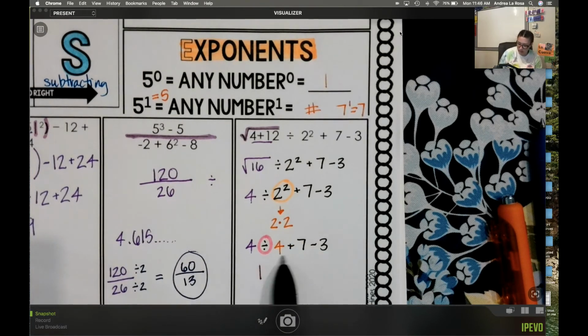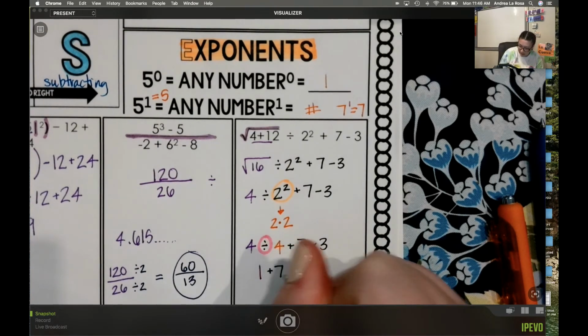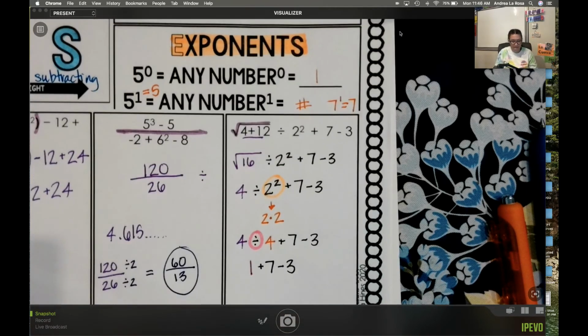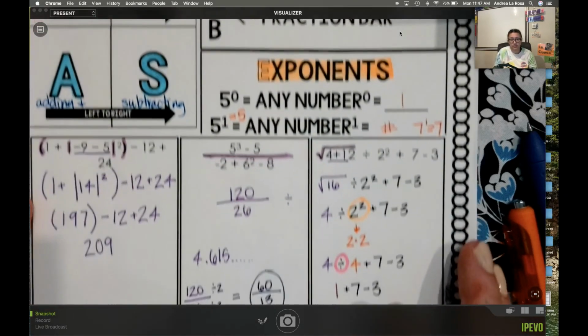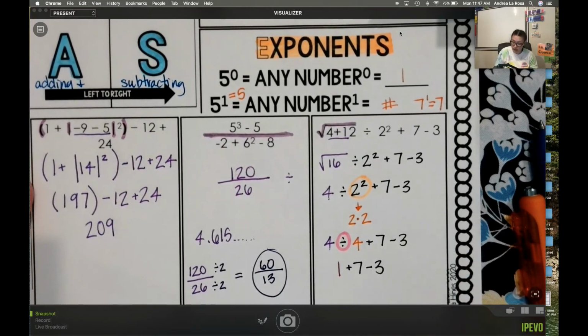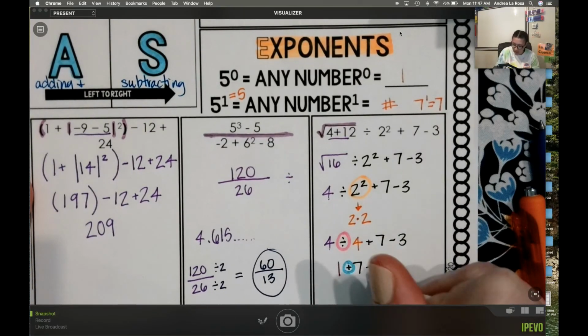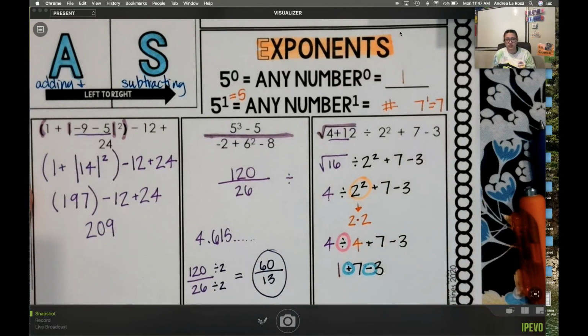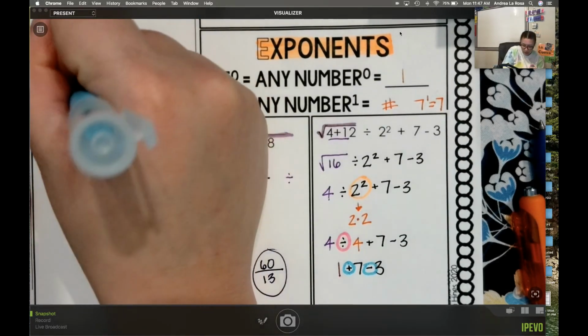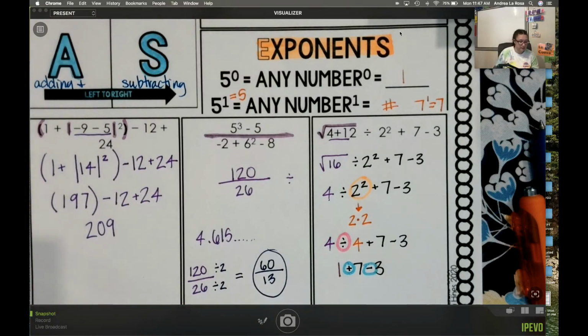So now I have my 1. I need to add 7 and subtract 3. Is there any more multiplying and dividing? Nope. So my last step, adding and subtracting. Do I have any adding and subtracting here? We do. We have both. We have 1 adding and 1 subtracting. How do I know which one to do first? We work left to right.